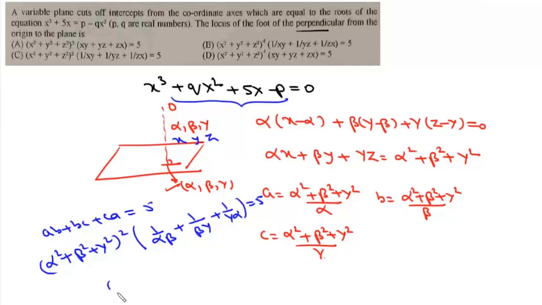So this required locus will be (x² + y² + z²)² (1/xy + 1/yz + 1/zx) = 5. And that's your option C.